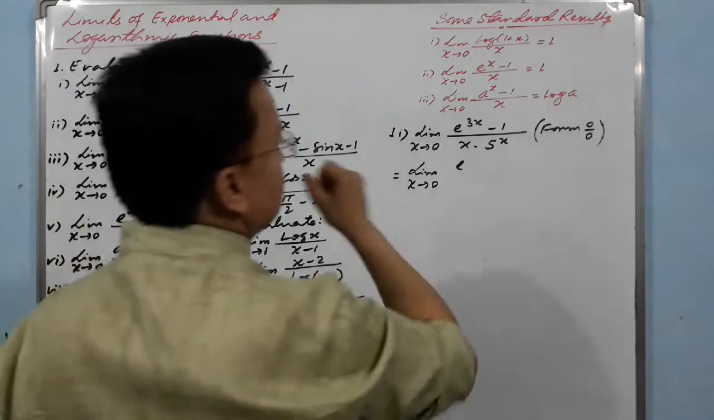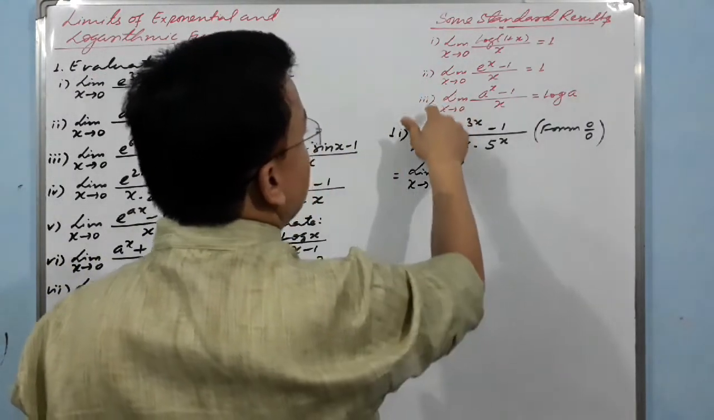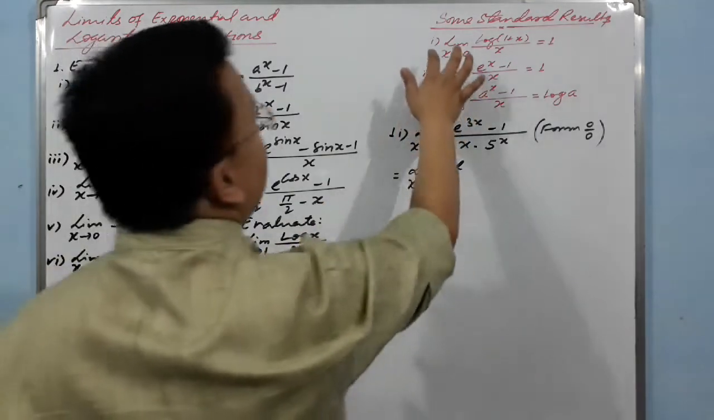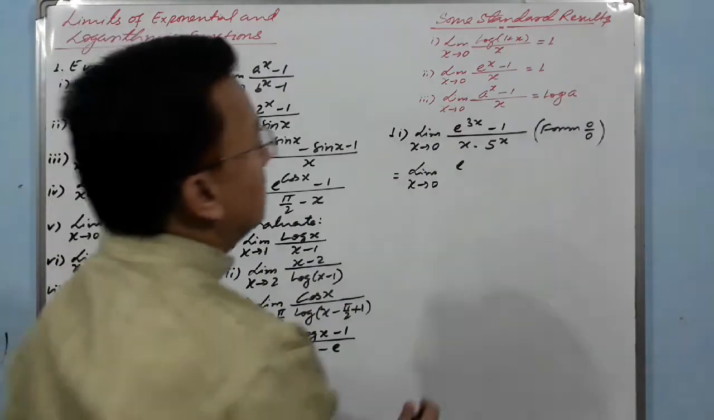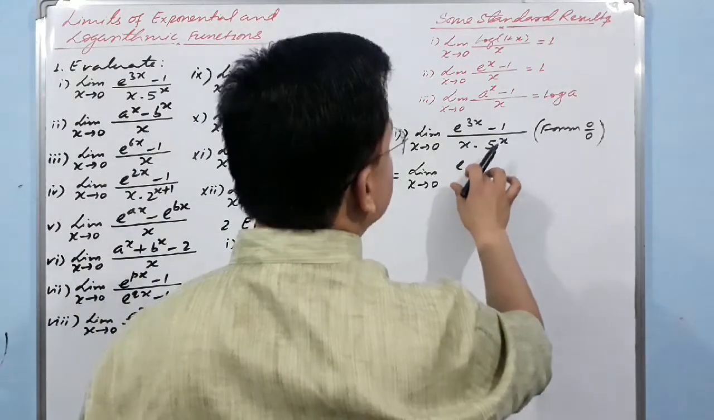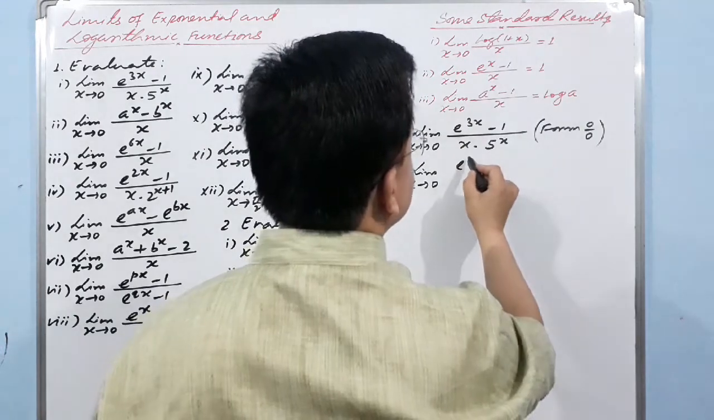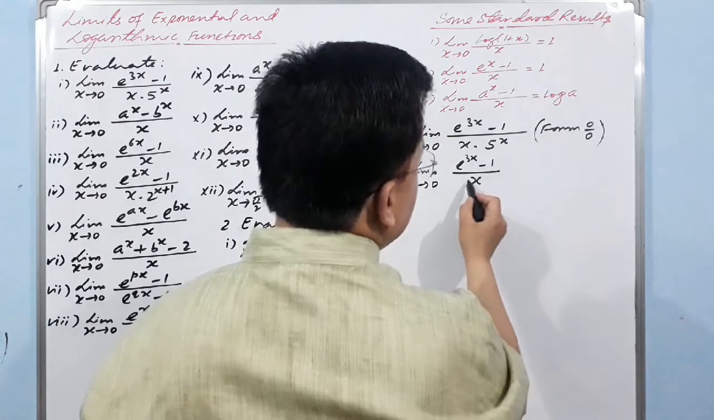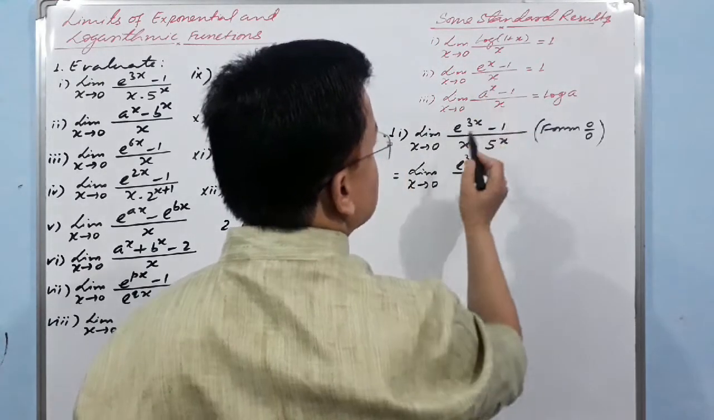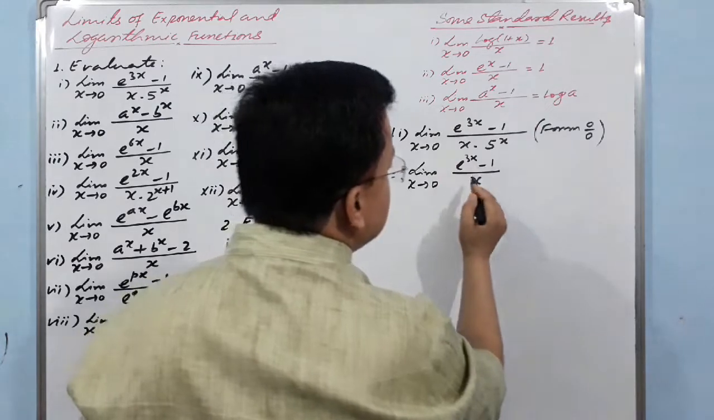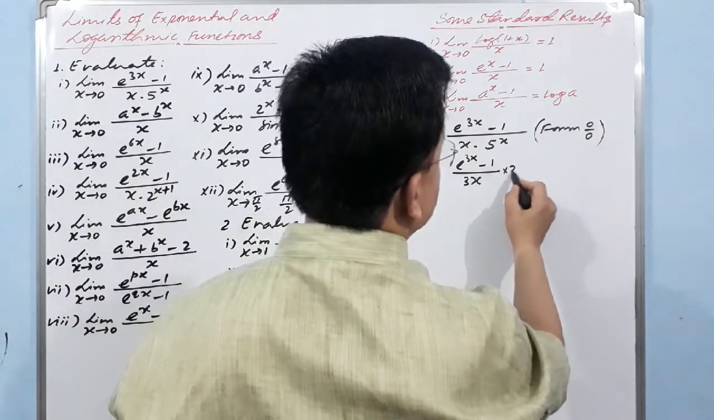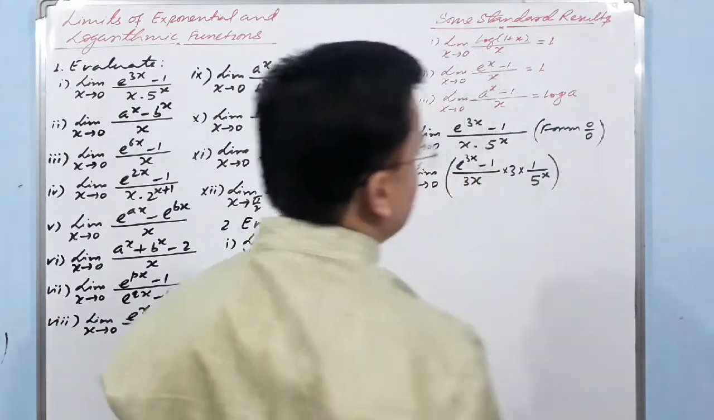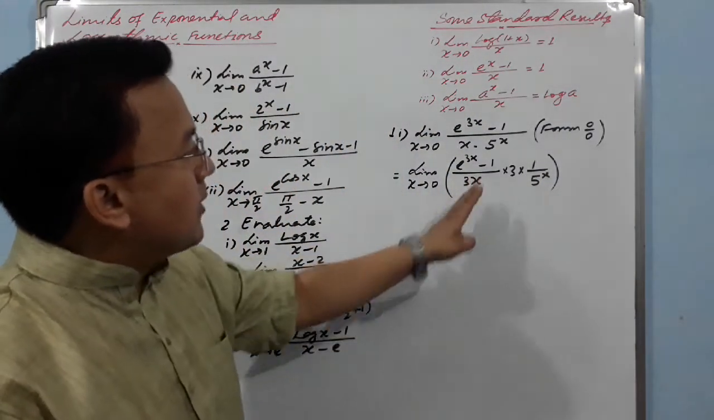In the exponential series we need to use either this one or this one according to the function, and in the logarithmic series we have to use the first result. Alright, so let's try to do some arrangements according to this standard result. e raised to power 3x minus 1, here if we need x, okay, right? So if here 3x, we need here also 3x, and times 3 into times 1 upon 5 raised to power x. Alright, so no problem here.